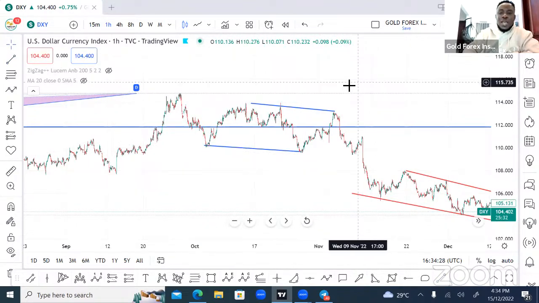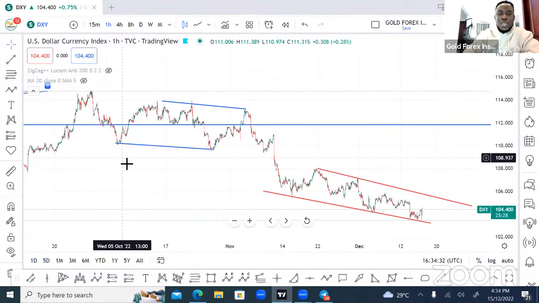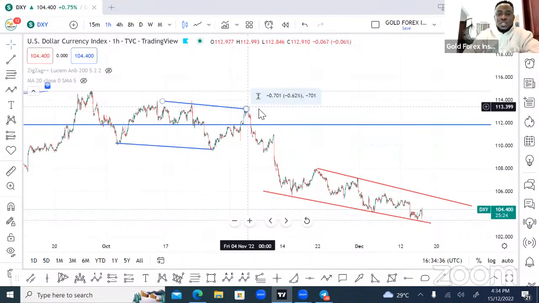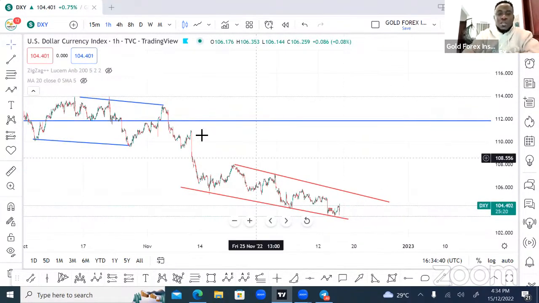So there are scenarios that I'm looking at. So here will be A, B. The B is forming an ABC flat correction, and the C. Now the C is forming an ending diagonal over here.